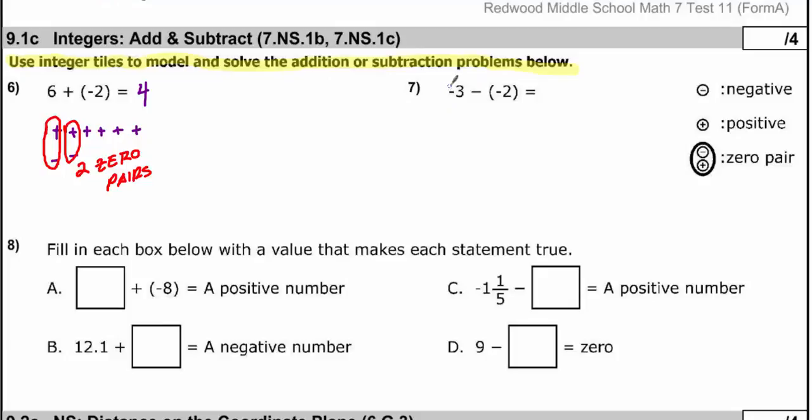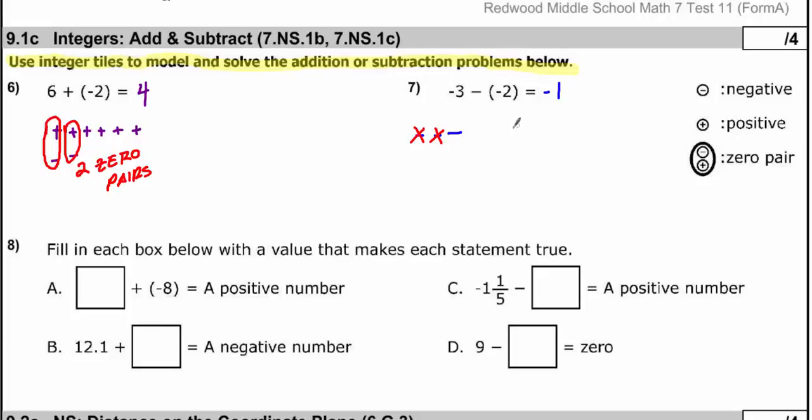All right, number 7. We have -3 minus -2. Now, there are two ways to think about this problem. One is just to think of it just like it's written. You have 3 negatives, you're taking away 2 negatives, you end up with 1 negative. What would that look like modeled? Well, you have 3 negatives, and you take away 2 of them, you have 1 negative left.